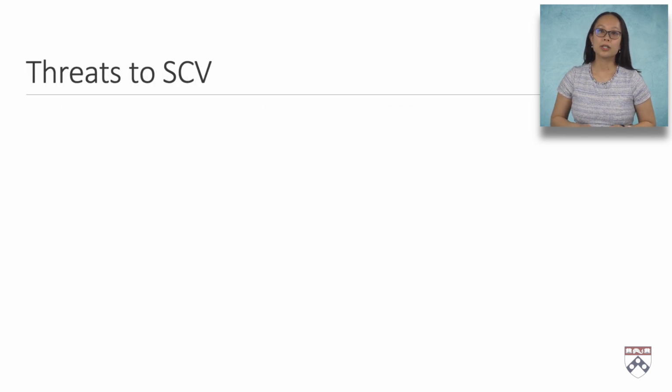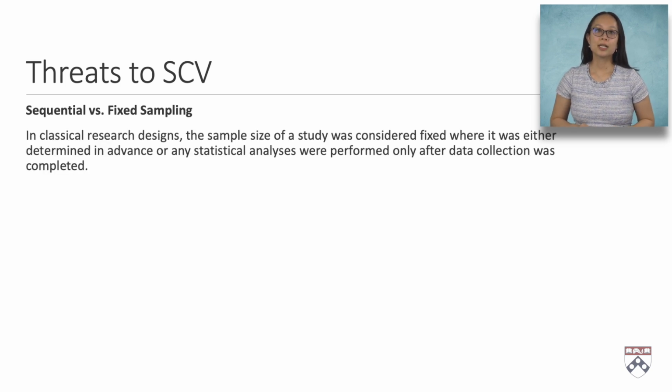But in practice, there can also be multiple threats to statistical conclusion validity. And the first, which I'll focus on today, is the difference between sequential versus fixed sampling. So in classical research design, the sample size of a study was considered fixed, where it was either determined in advance, or any statistical analyses were performed only after the data collection was completed.